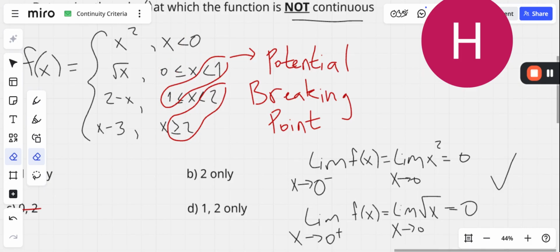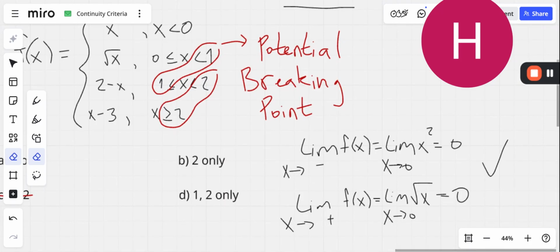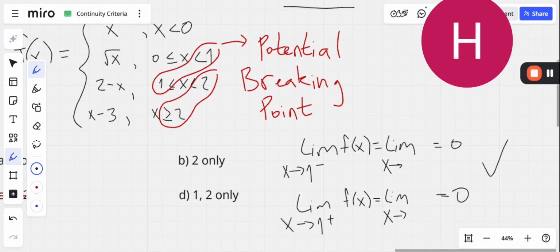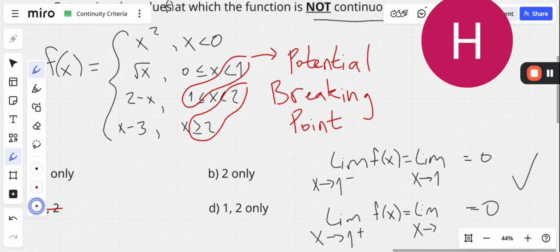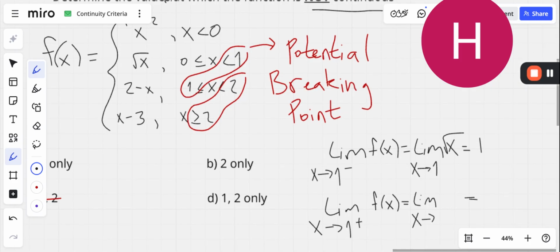And that's pretty easy. When we're going to 1 from the left or 1 from the right, 1 from the left is going to be this piece here that we used, the square root of x. And of course, the square root of 1 is just 1. Whereas on the right side, we're going to be using this piece on the right, 2 minus x. And 2 minus 1 is definitely 1. So again, we get continuity. So it is continuous at x equals 1.